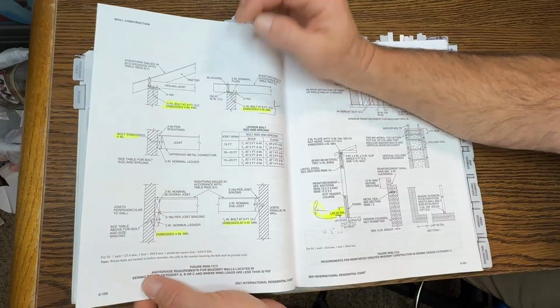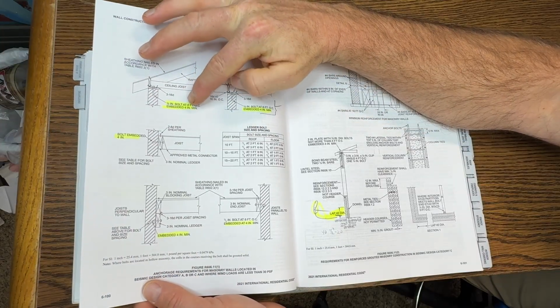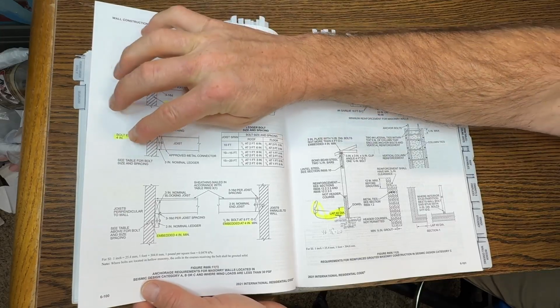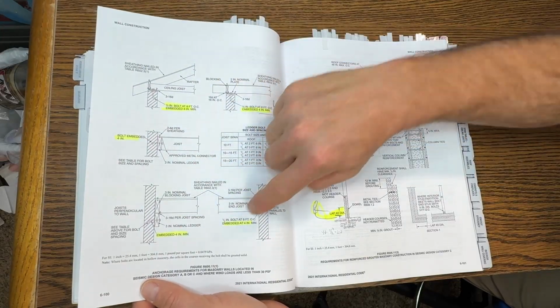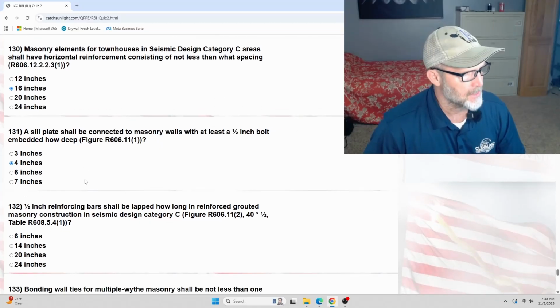And if you look here, 1/2 inch bolt at 8 foot on center embedded in 4 inches. So it says 4 inches, 4 inches, 4 inches. You see it coming up all over the place. So it is 4 inches, not 7 inches as though it was concrete.